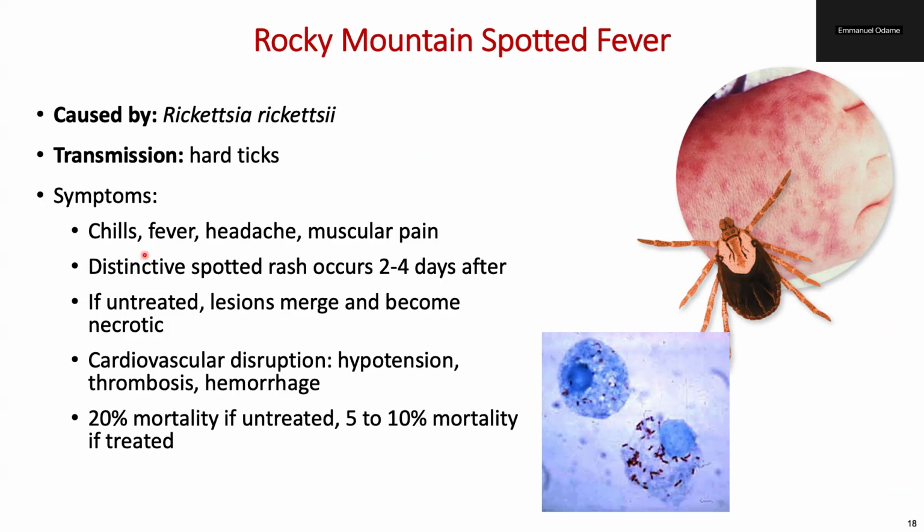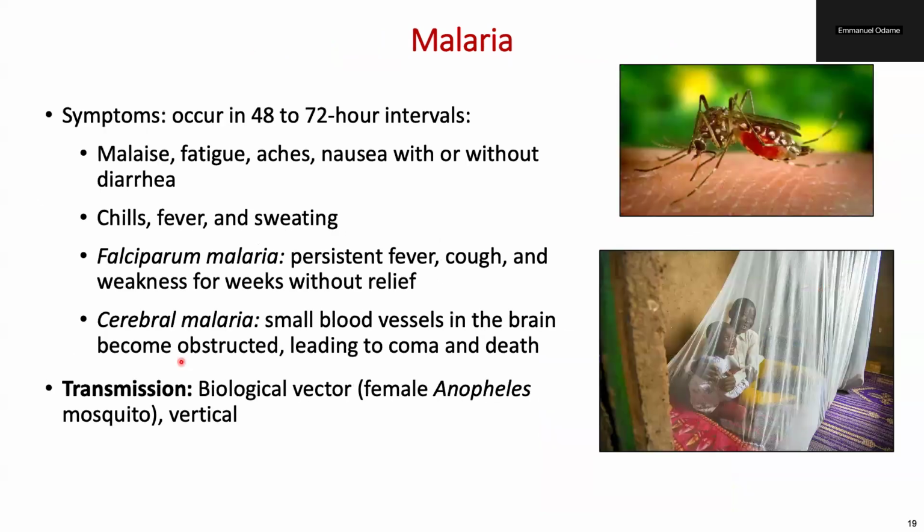Symptoms include chills, fever, headache, muscular pain, and then you experience a distinctive spot rash which occurs within 2 to 3 days after getting infected. If untreated, you have lesions that will merge and become necrotic on your skin. It also leads to cardiovascular disruption, leading to hypotension, thrombosis, and worst case scenario, hemorrhage. There's a 20% mortality rate if you don't get treated. And then we have a 5 to 10% mortality rate even if you get treated.